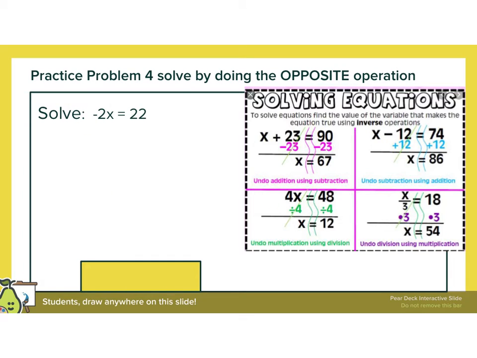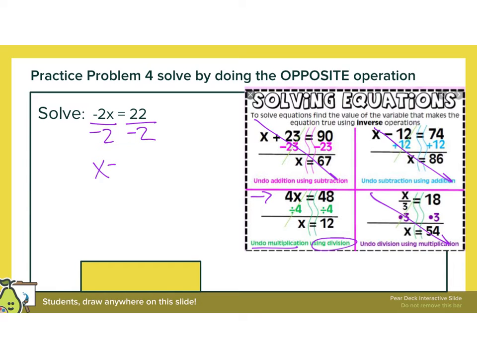Practice problem 4. So it says negative 2x. So it's not addition. It's not subtraction. This is multiplication. All right. How do I undo multiplication? I divide. I'm going to put my division bar, and I'm dividing by a negative 2.